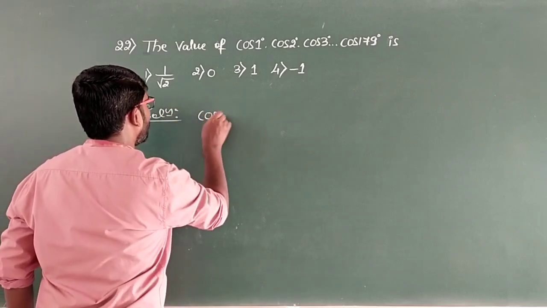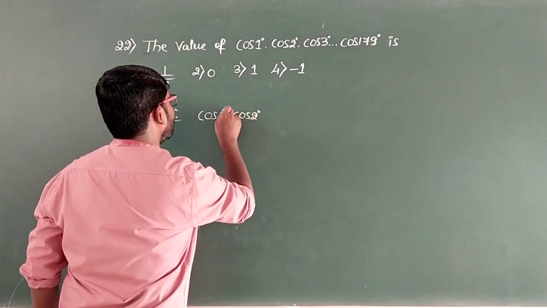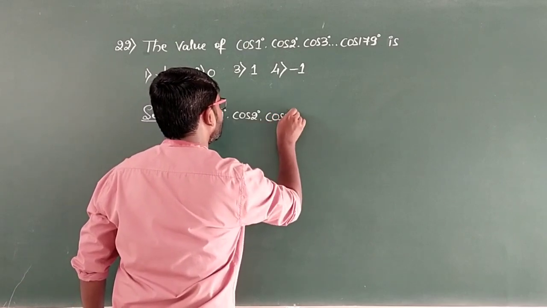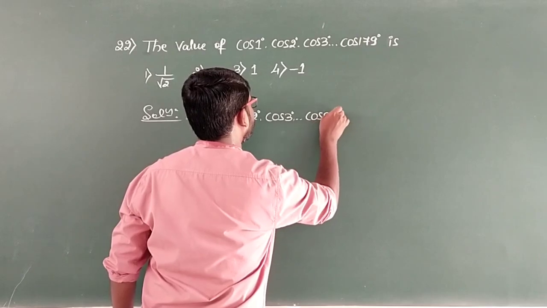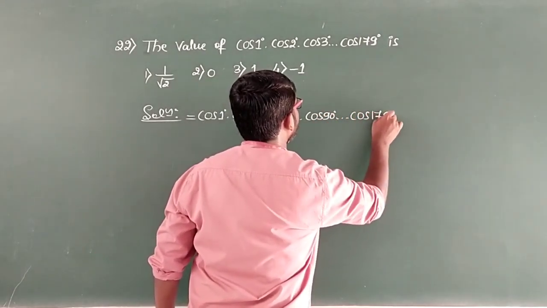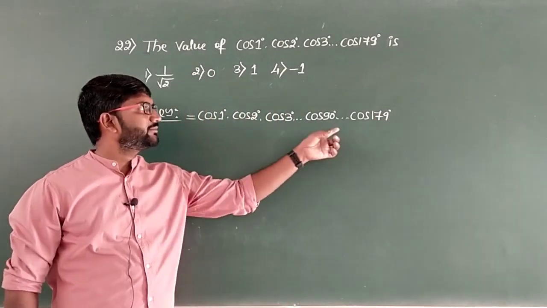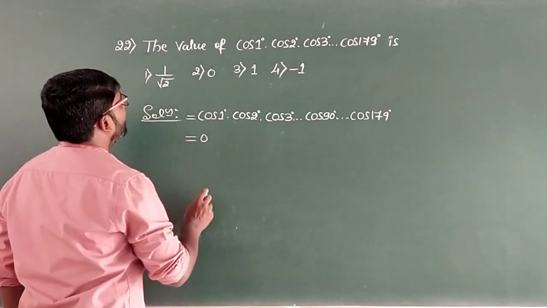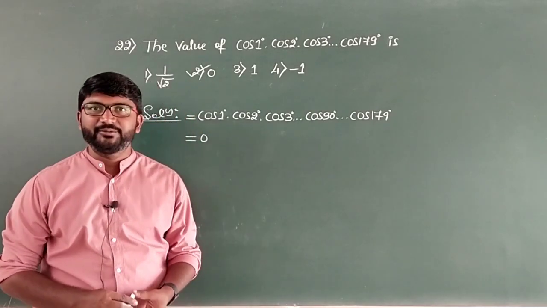Cos 1 degree into cos 2 degree into cos 3 degree, so on, into cos 90 degree, and the last term it is cos 179 degree. So the value of this is going to be 0. 0 into all the terms, it will be 0. So overall the answer is going to be 0. Option 2 is the correct answer. This is all about question number 22.